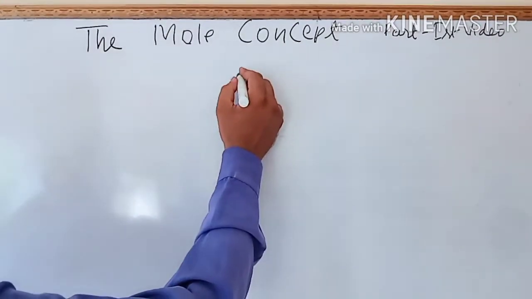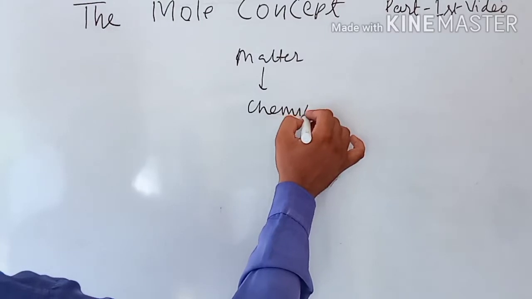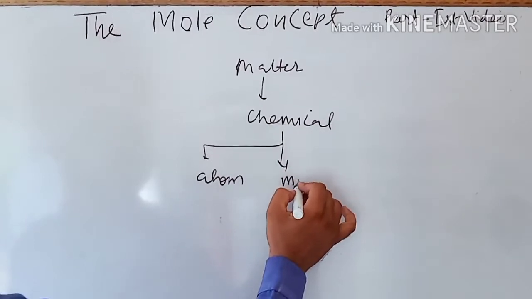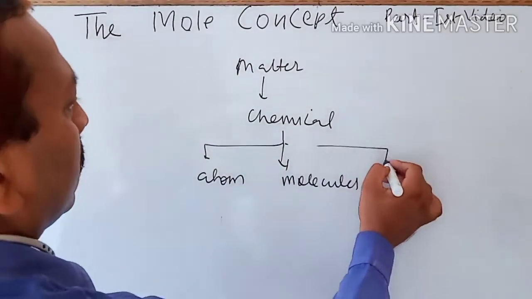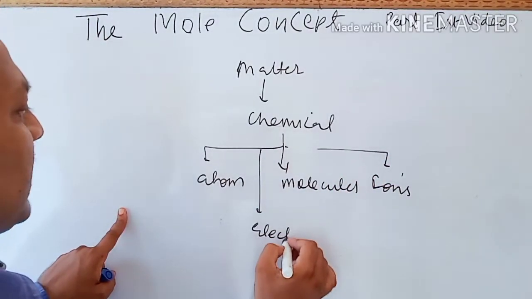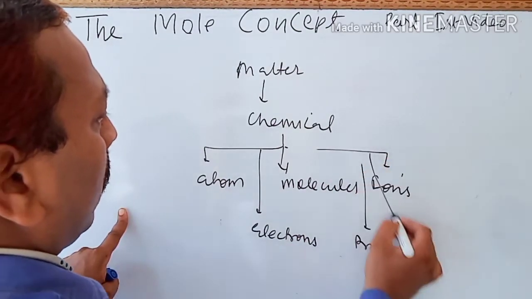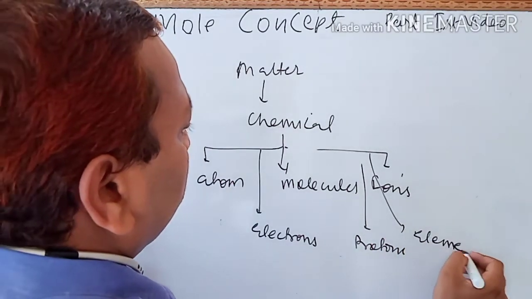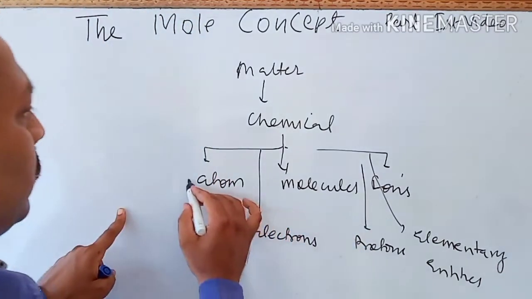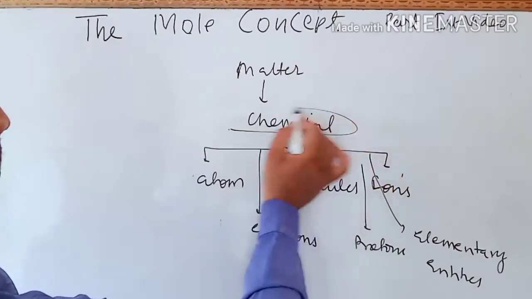Children, we know matter, in chemistry, we assume as a chemical. A chemical is made up of atoms, molecules, ions, or electrons. We can extend this concept to electrons also, protons also, or any other elementary entities. So in the same way, in chemistry we measure the chemicals.